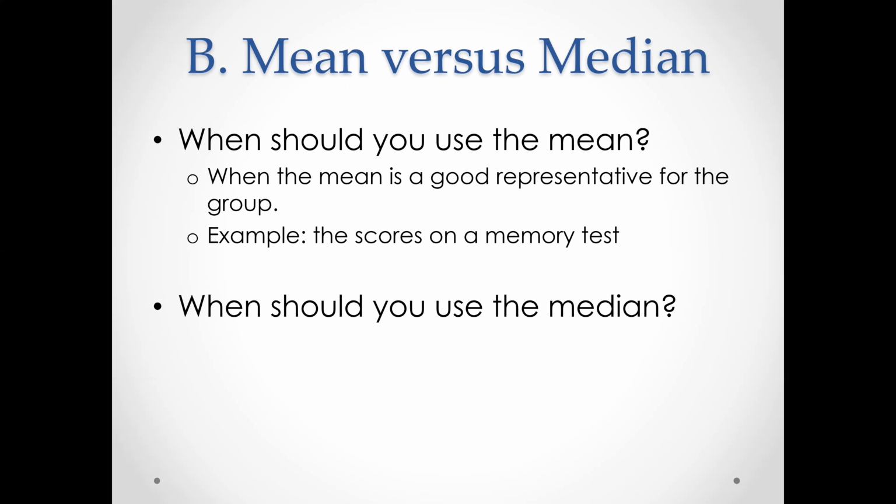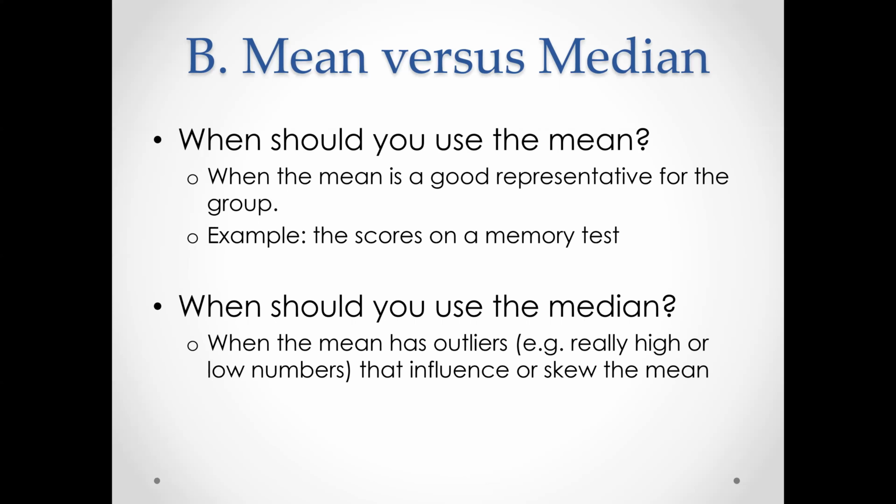Now, that's great if you don't have any outliers, but what happens if you do? Well, then we discuss when should we use the median. When the mean has outliers, really high or really low numbers that influence the mean or skew the mean either to be higher or lower than what it actually represents, then one needs to think about using the median.